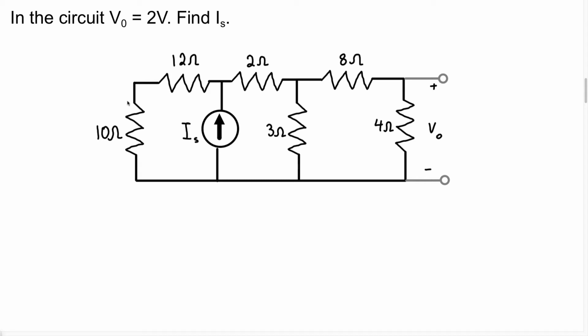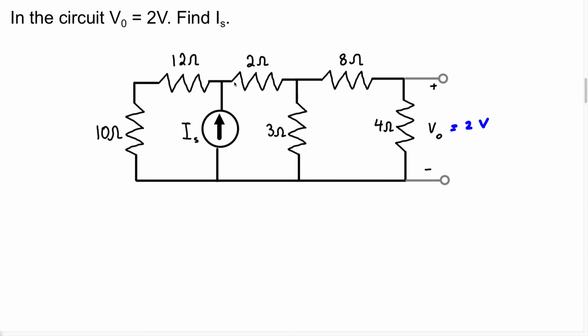Okay, let's do this question. The question reads, in this circuit, VO equals 2 volts. Find IS. So we know the voltage VO is going to equal 2 volts. What is the voltage VO? Well, we know the voltage VO is going to be the voltage across these two terminals here. But we know that's also going to be the same voltage across this 4 ohm resistor. So we know the voltage VO equals 2 volts, right?